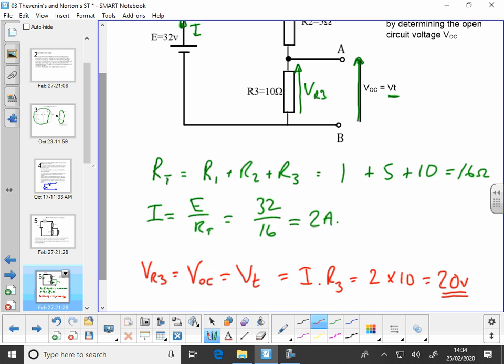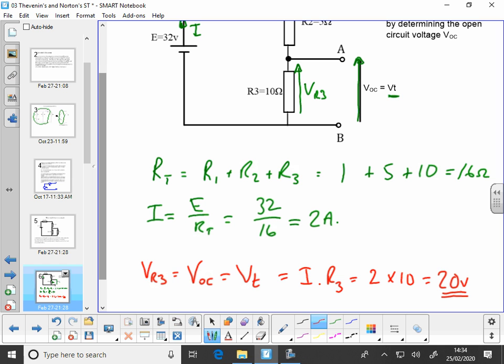So that's finding the Thevenin's voltage. And I noticed in some of the assignments, people found the Thevenin's resistance first and then went and found the voltage. That doesn't make any difference. They're two separate tasks that can be done independently of each other. It just happens that I always seem to go for the Thevenin's voltage first, but it doesn't matter which one you do first because they're two completely separate tasks.